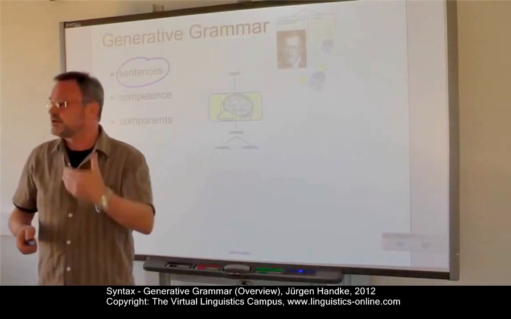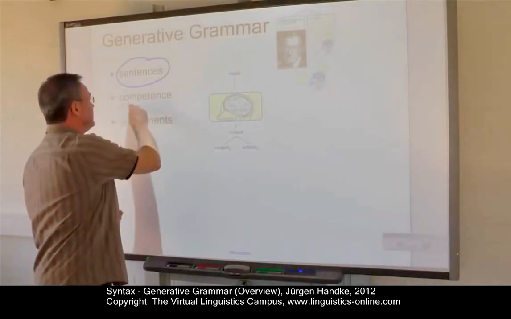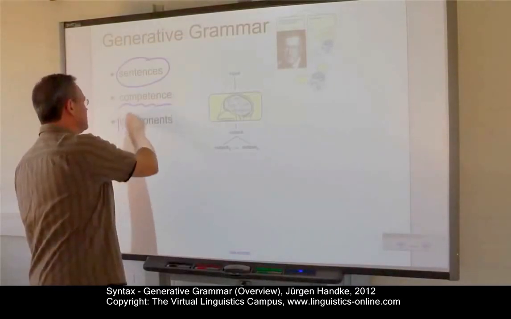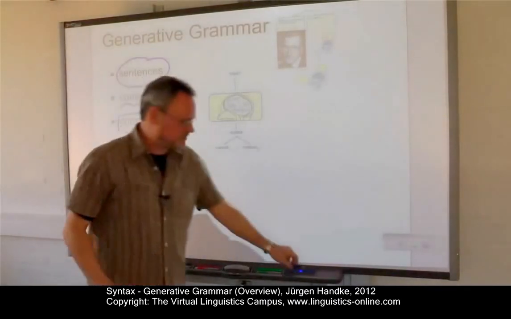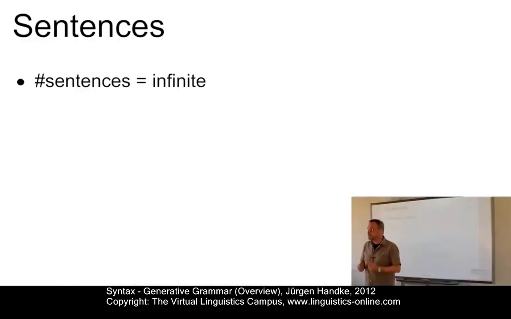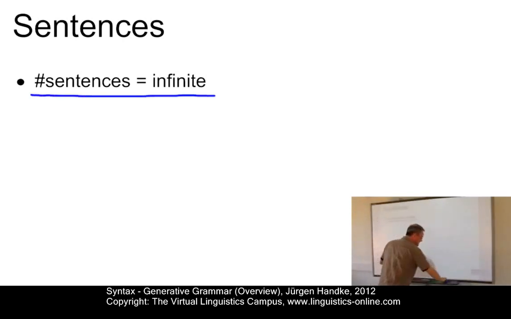So we will look at sentences first and then look at a central notion, the notion of competence, and finally look at the components of generative grammar. So let's look at sentences first. The simplest imaginable syntactic theory is a grammar that consists of a list of all well-formed sentences of a language. However, such a list would be too long, since there are infinitely many sentences of English. So the number of sentences in a language is infinite.